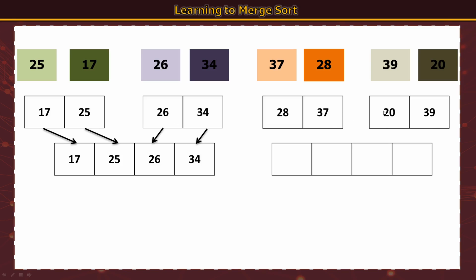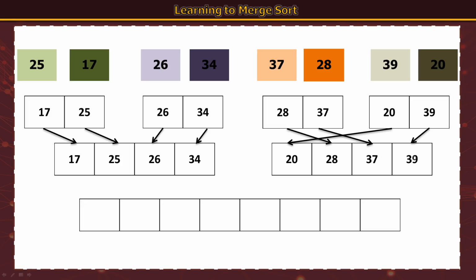28 v 20. Well, 20 is less, so it would come down first. 28 v 39. Well, 28 is less, so it would come down first. 37 v 39. Well, 37 is less, so it would come down first. 39's got nothing to compare to, so it would come down.